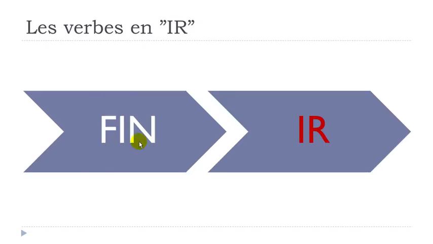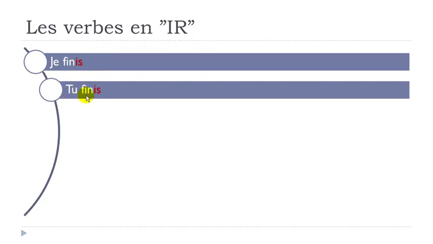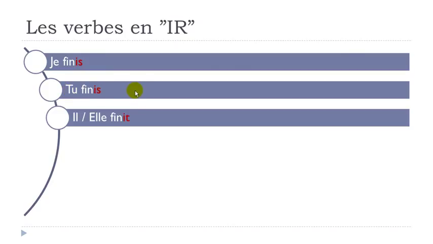We'll divide it in two, F-I-N, and then we take away this IR ending, all right? And we'll just keep this form here, F-I-N, to construct the present. So you take it and you put it here, and after that you will add the ending. So for je, it will be I-S, je finis. Remember, final S is not pronounced. Je finis, okay? Tu finis, so I-S as well, like we had for je. Same way to pronounce it. You don't pronounce the final S. Tu finis. Il, elle finit. So I-T, final T, not pronounced. Il, elle finit.